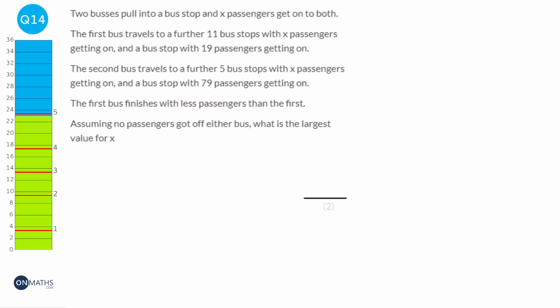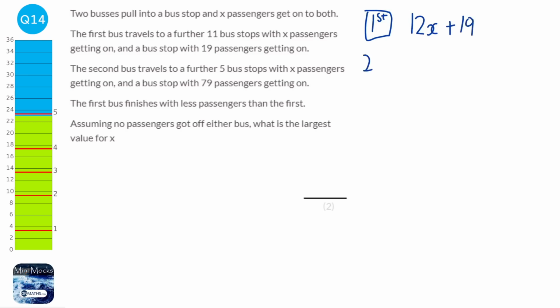So we're going to write an expression for the amount of people on the first bus. They've started with x passengers and they've gone to 11 bus stops with x passengers, so altogether that is 12x. So we've got 12x for the first bus, and then on the last bus stop, 19 passengers get on, so plus 19. Now for the second bus, we start with x and a further 5x come on, because 5 bus stops with x passengers, so that's 6x altogether, and then 79 get on.